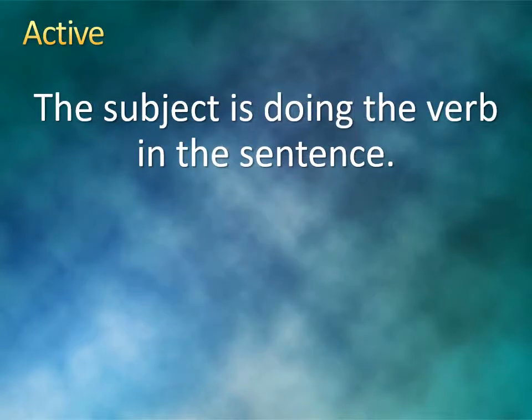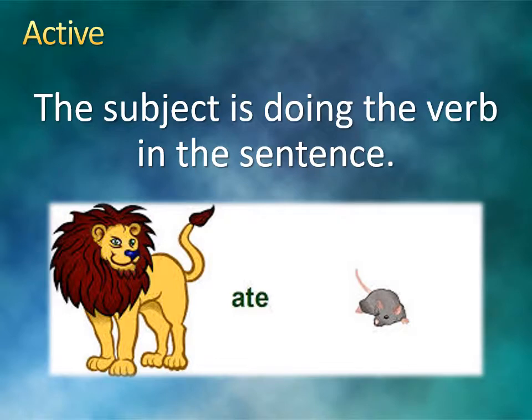Active is when the subject is doing the verb in the sentence. For example, the lion is doing the eating. The sentence is written in active voice.